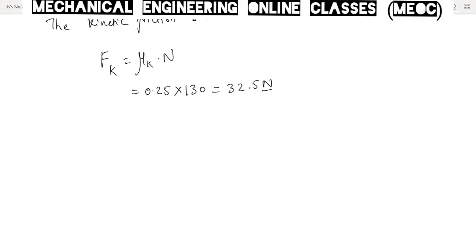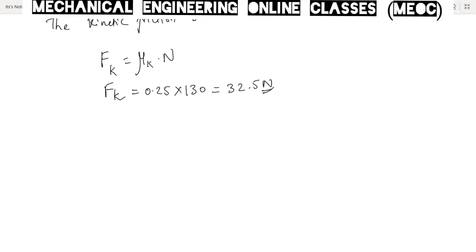So 130 by 4 is 32.5 Newton. So the actual frictional force that is acting at the surface is this one, Fk, which is 32.5. It is not 51.96. 51.96 is possible only when the object is in equilibrium. But because the friction is not able to give 51.96, the maximum friction that can be developed is only 39. So the object is in motion, because P is much higher than this 39.